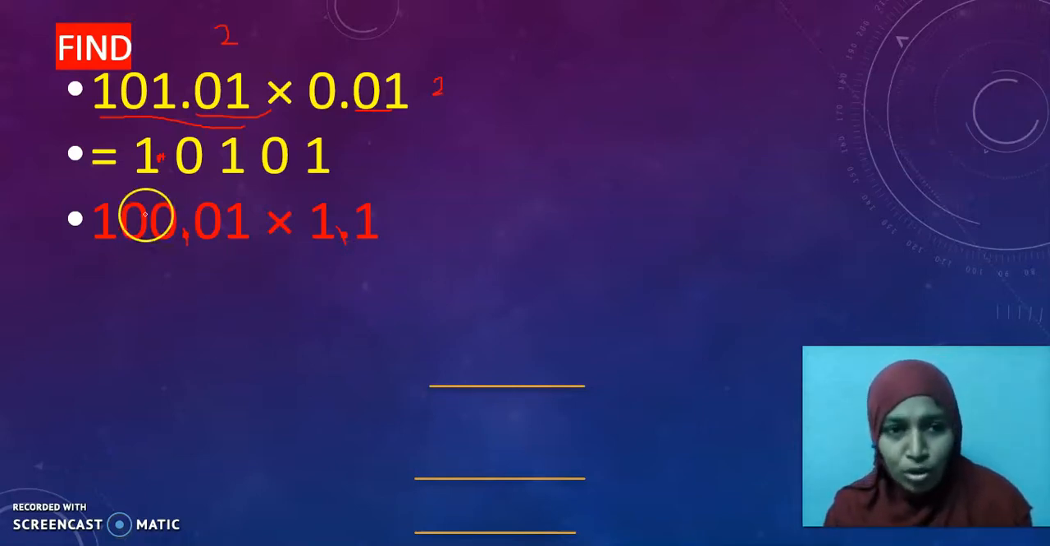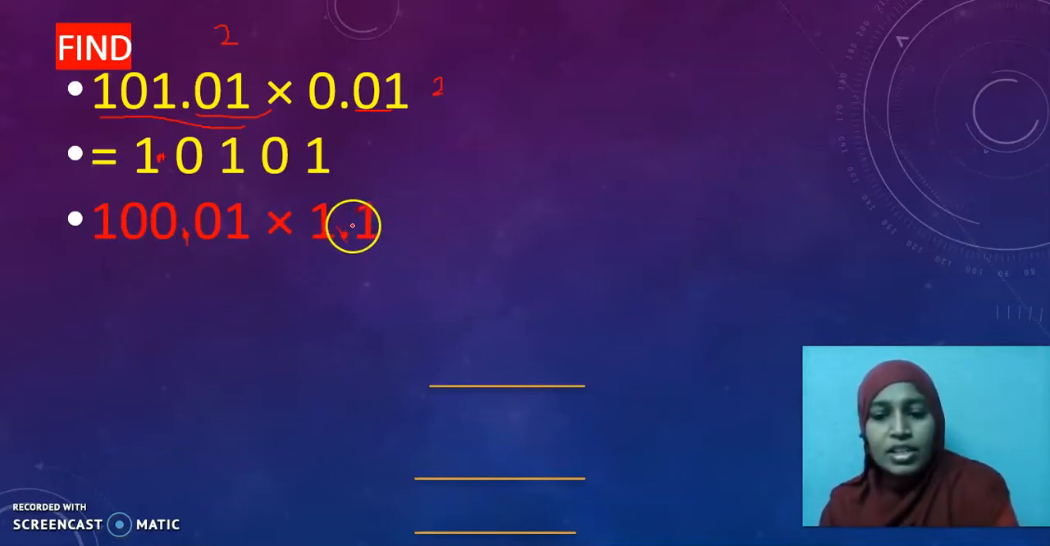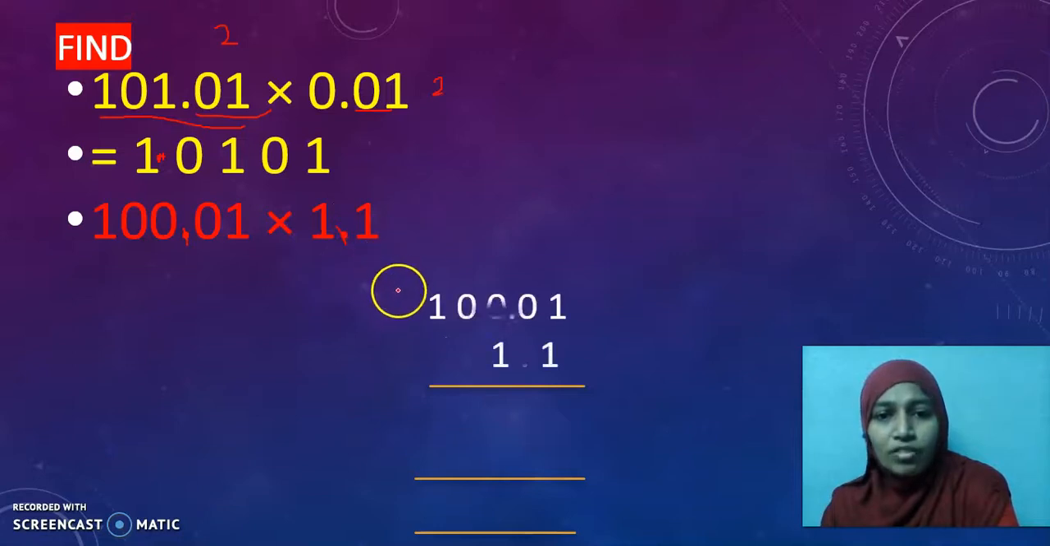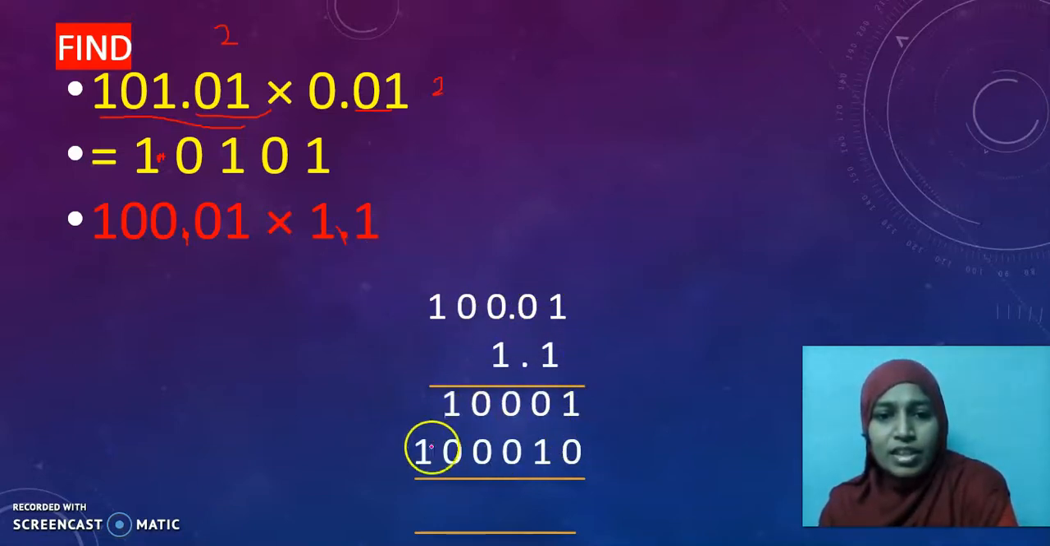Hope by this time you would have multiplied 10001 by 11. Got the answer now? Let me see how you have done. If I multiply by 1, I get this. Again, I get the same with 1 extra 0 here, as we usually multiply. If I add up, I get it.